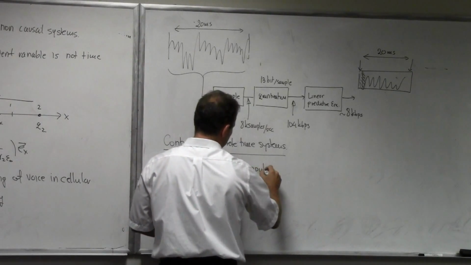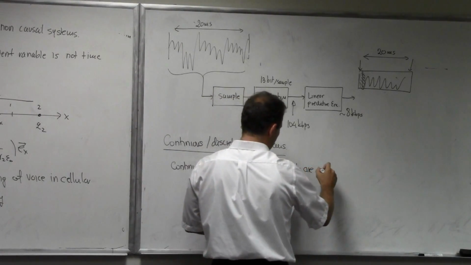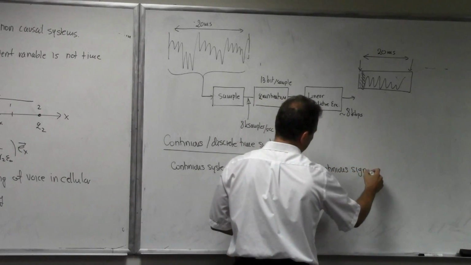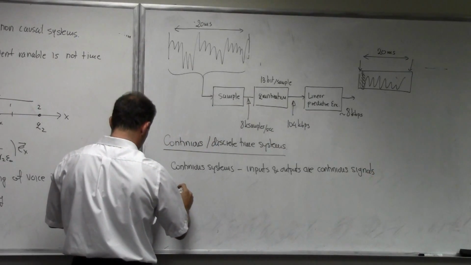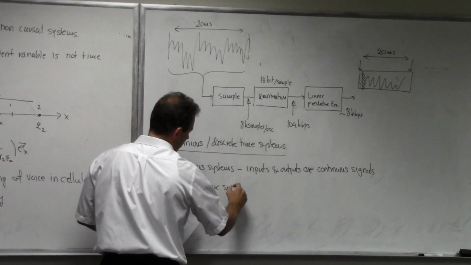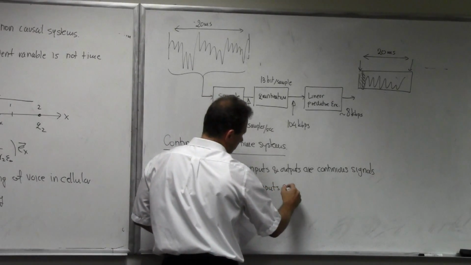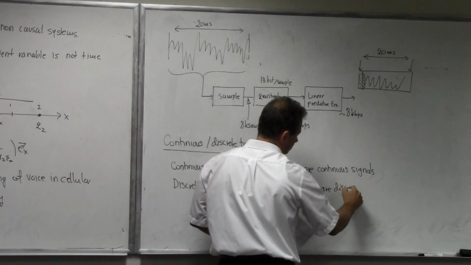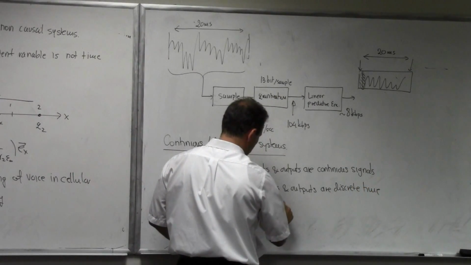have inputs and outputs that are continuous signals. Discrete time systems have inputs and outputs that are discrete time signals. Okay.